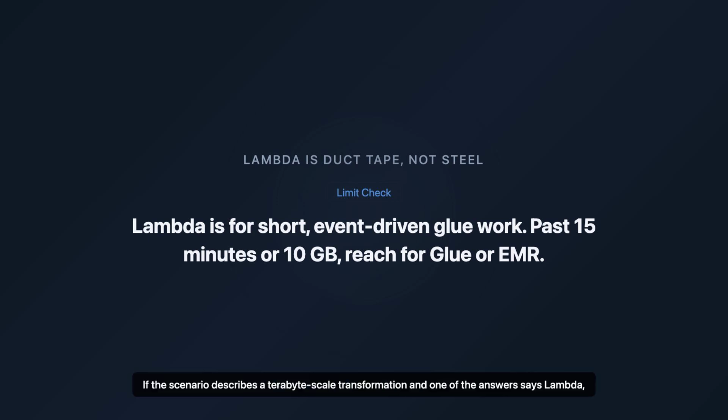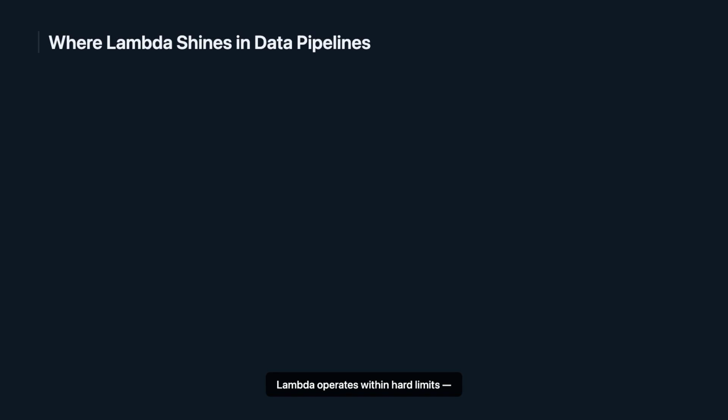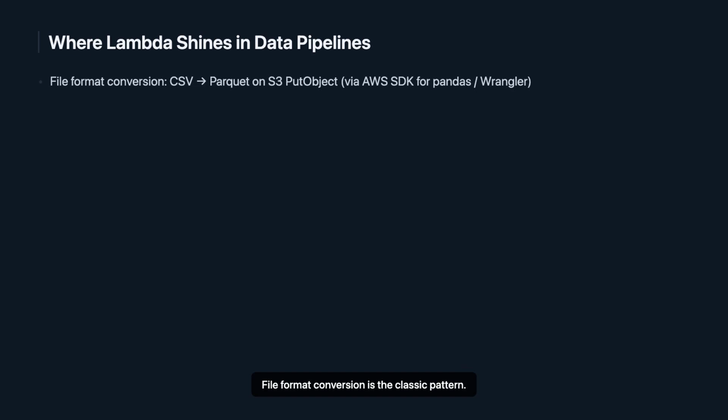If the scenario describes a terabyte-scale transformation and one of the answers says Lambda, that answer is wrong on principle. Lambda operates within hard limits: a 15-minute timeout, 10 gigabytes of memory, and 10 gigabytes of ephemeral storage. Within those limits, it shines in data pipelines. File format conversion is the classic pattern.